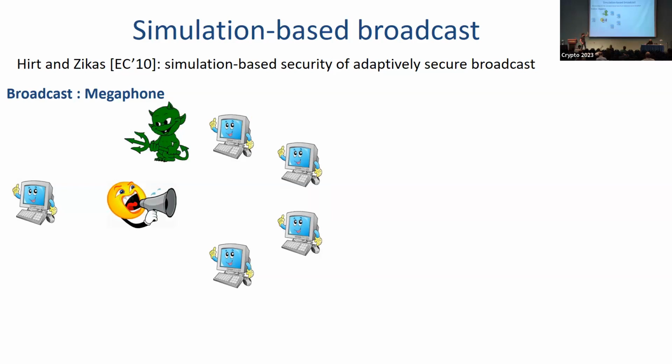They defined the megaphone functionality, kind of a broadcast channel as we described it before. Here, the sender sends the input, and everybody gets it together. The adversary can always corrupt the sender and decide what the input is going to be, but he won't do it based on the actual value that is being broadcast.